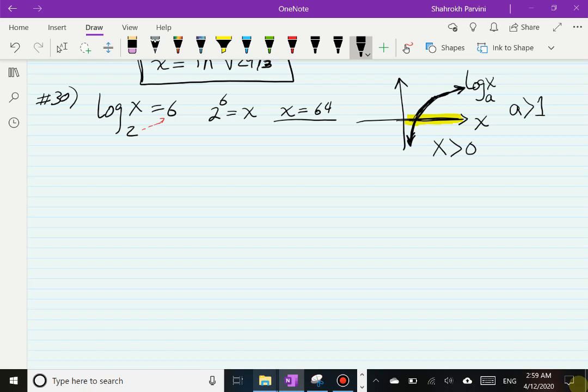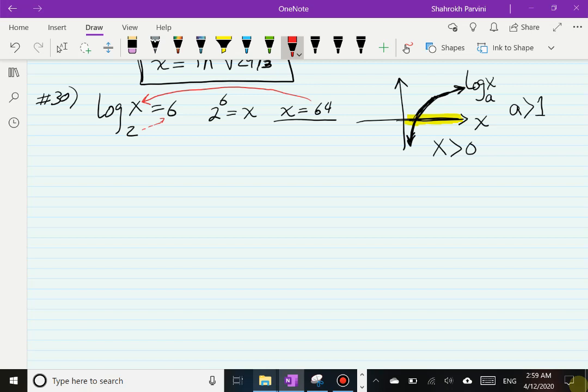So this number 64, I have to plug it in. Here's how I verify it. You plug in 64 for x, and if it makes the argument positive, we're good. And in this case it does. So this becomes log of 64, and 64 is in the domain. It's a positive number, so the answer is good.